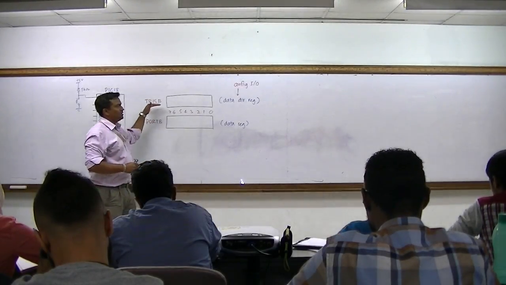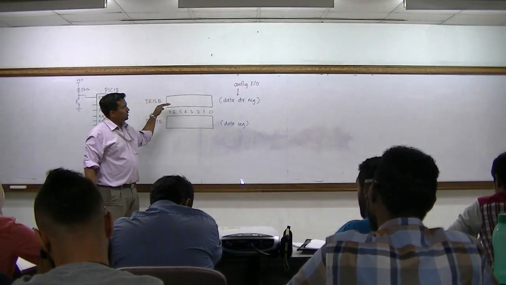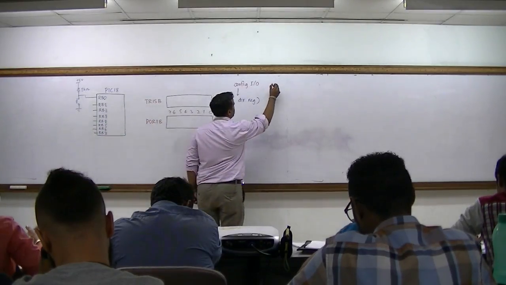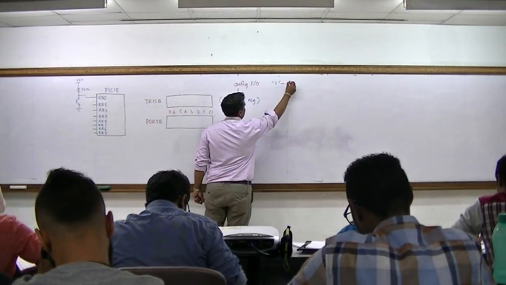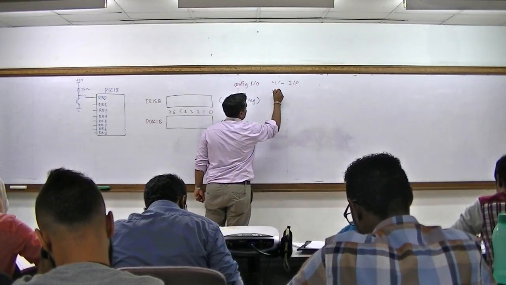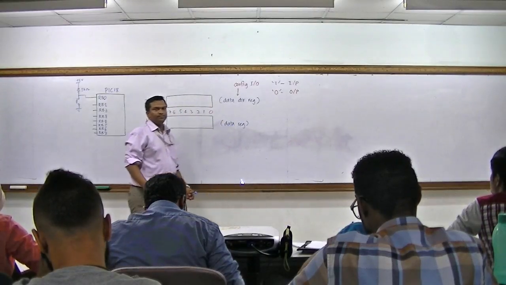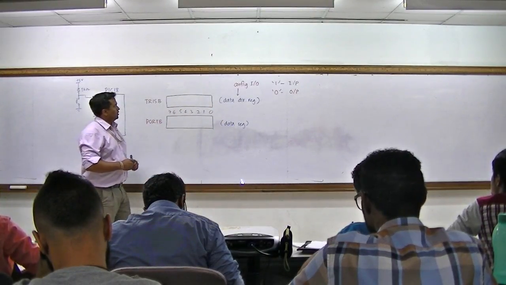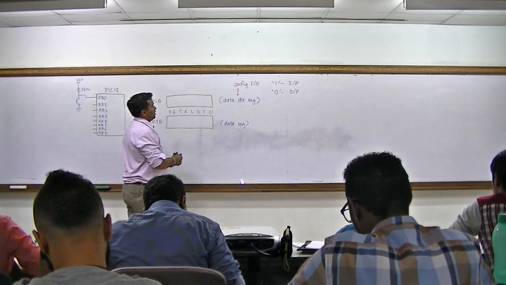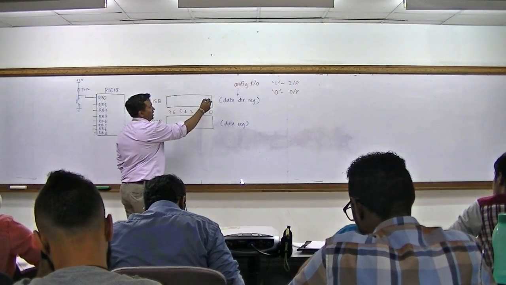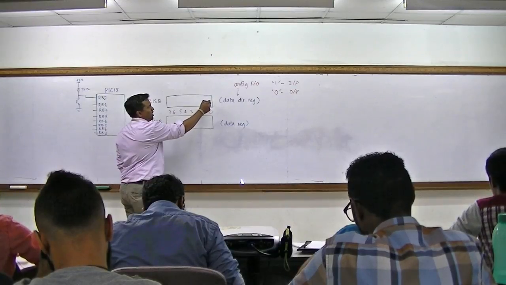So at TRISB, if you write the value 1, you configure it as input. If you write the value 0, you are configuring it as output. So bit number 0 in TRISB, I need to write the value 1 or 0.